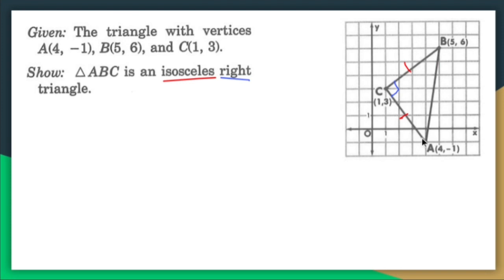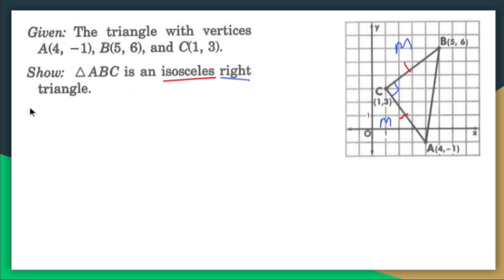Since these are coordinates, I'm going to use the distance formula. The second thing I need to show is that this is a 90-degree angle. So what I'm going to do is find the slope for BC and the slope for AC and prove that they're perpendicular. I'm going to do that using 2 main steps.